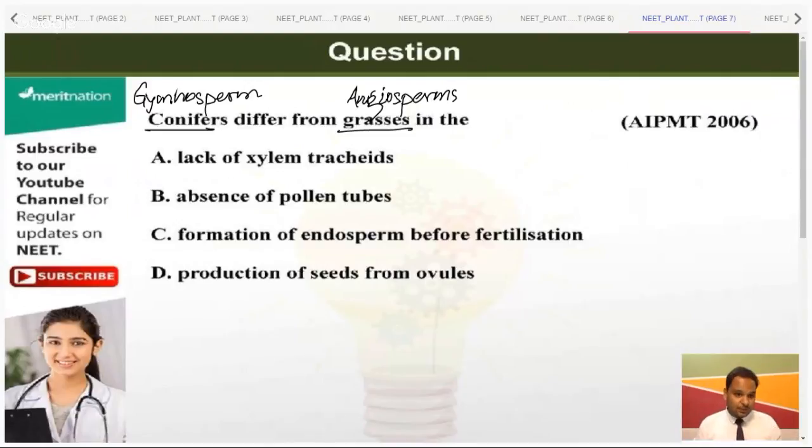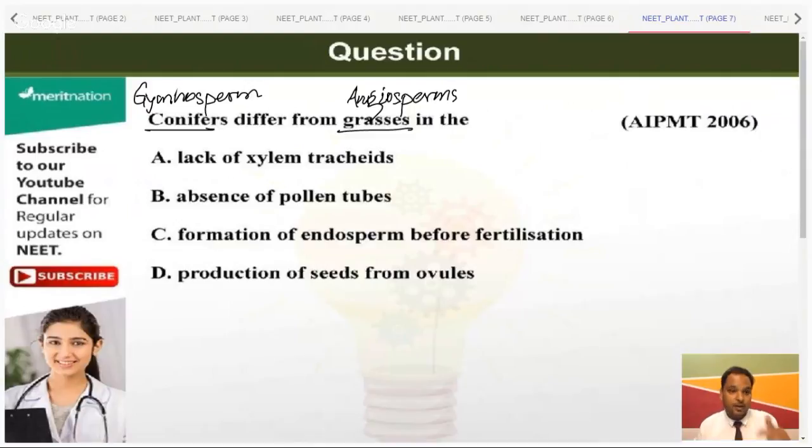Now, in this question, specifically asking about conifers, how gymnosperm differ from angiosperm. This is the broad question. Though they have given you the example, they asked the question in the example form. Here, I have simplified the question for all of you. They are asking you the difference between a gymnosperm and an angiosperm.